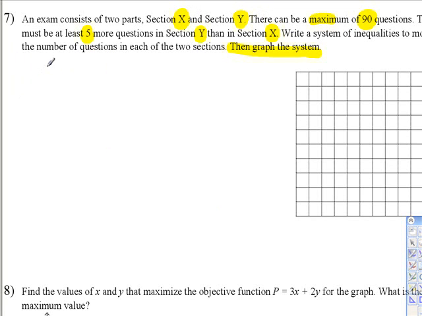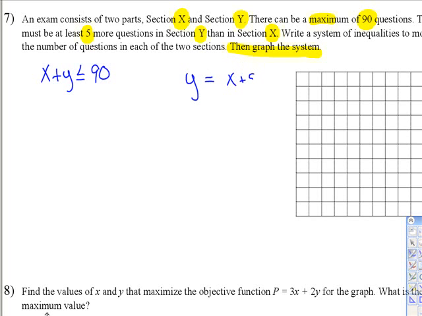X plus Y less than or equal to 90 is a good inequality for that. The next part, there must be at least 5 more questions in Y than in X. Well, let's set up Y and X here, just playing with this over here in a little scratch area. Y and X. Which one has more questions? Y. So if I want these to be equal, what would I have to do to make them equal if Y has more questions? Add 5 to what?